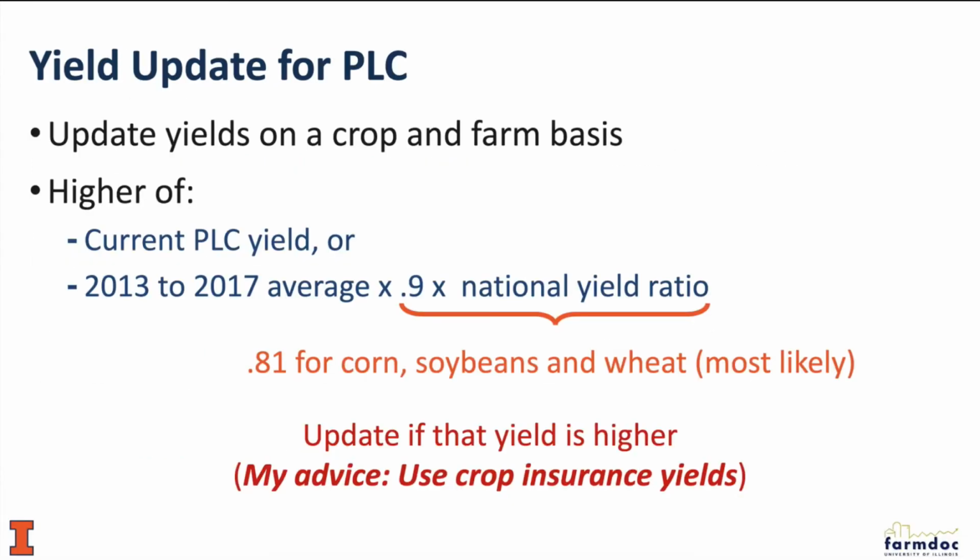And Gary also mentioned there's a yield update option. Again, this is for the owner of the farm, not necessarily the producer, unless you have that authority. You go in and you can update yields on a crop and farm basis. And this is only the yield used for PLC. It takes the average yield from 2013 to 17. And then we have this national yield ratio that basically factors back down the yield. And really what you're talking about is you get about 81% of that more recent average yield.